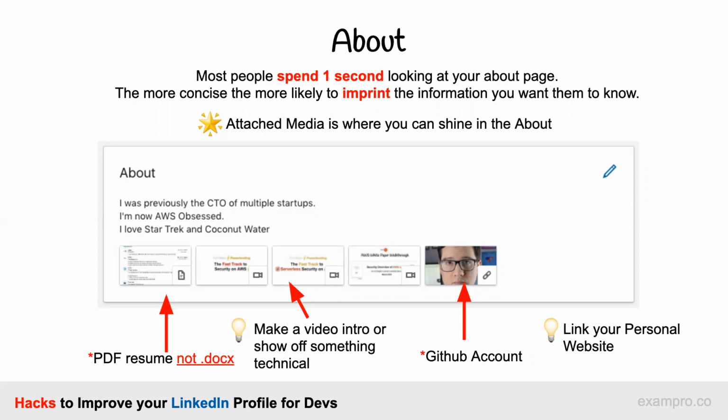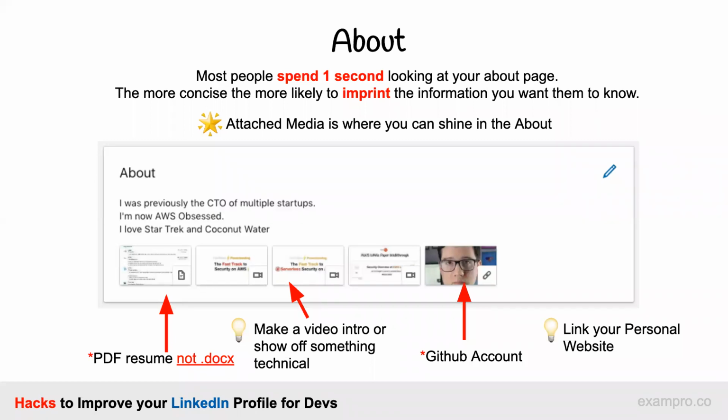And if you always take into account that people are looking at it within 1 or 2 seconds, they're not going to remember all that information. So you have to really condense what you want people to remember. For me, I want people to know that I was previously a CTO of multiple startups. I'm AWS obsessed. And then I always like to put a personal flair in there. So I always tell people I like Star Trek or coconut water, so they have an opportunity to have a soft introduction to me.